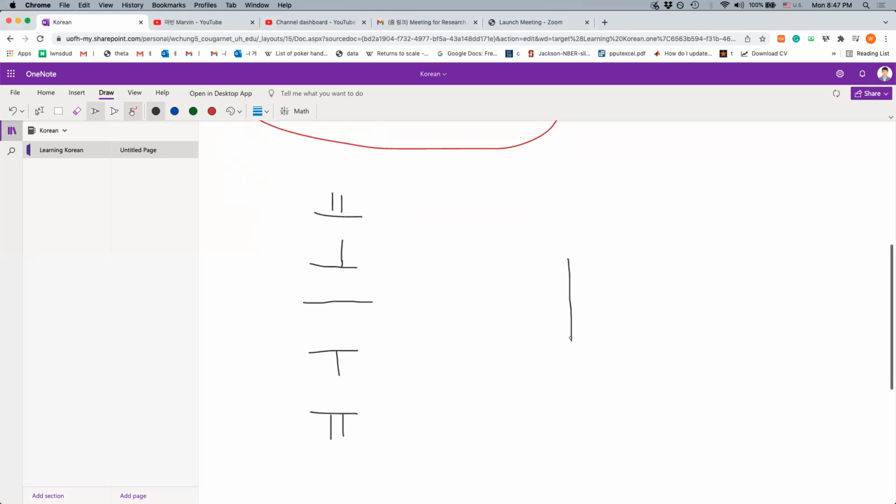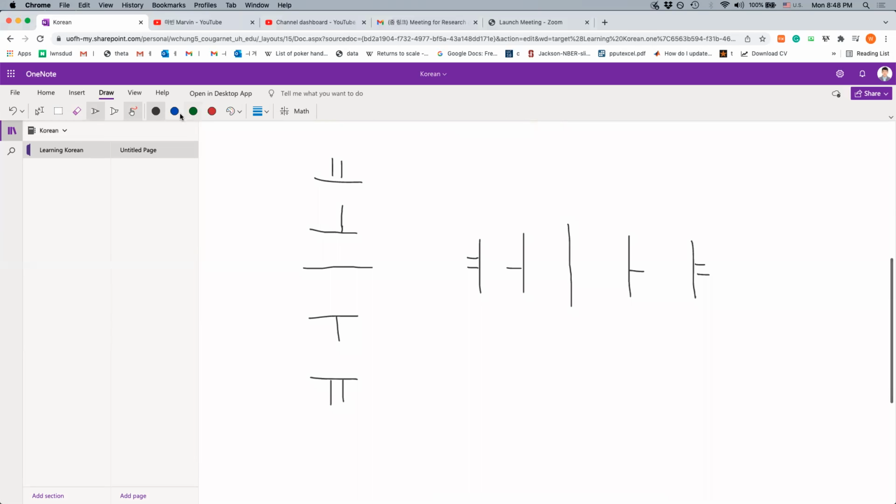Next, let's say ㅣ. If you put a dot on the left, it's ㅓ. And if you put another dot on the left, then it will be ㅕ. And now what I'm going to do is put a dot on the right. Should be ㅏ. And if you put another one, that will be ㅑ.